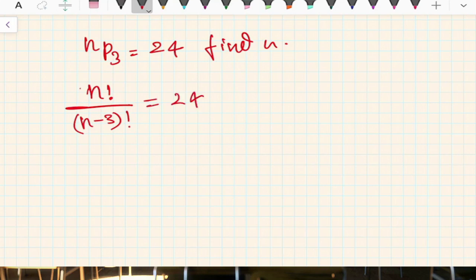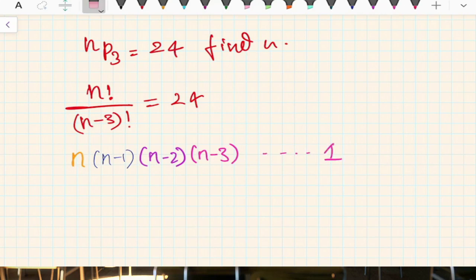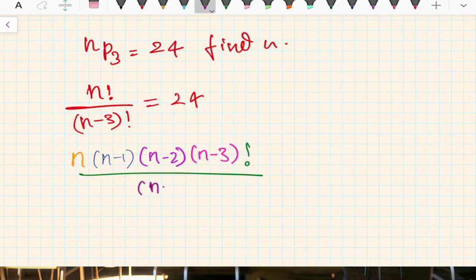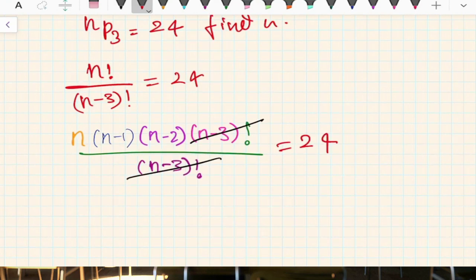And since I can rewrite this factorial in decrementing or decreasing format, n factorial is nothing but n, n minus 1, n minus 2, n minus 3, and it goes on until 1. You stop it at 1. But I have to find it up to n minus 3 factorial only, because in the denominator I already had n minus 3 factorial, and now this gets cancelled with this. What I'm left with over here is 24, and now I'll have my answer of n.